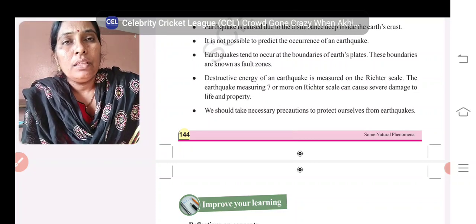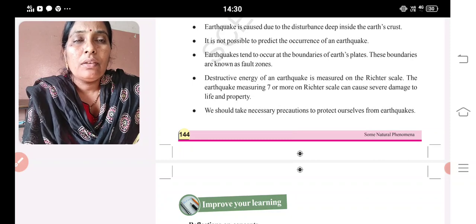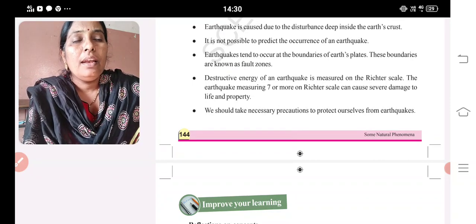So in this lesson on some natural phenomena we discussed lightning, conductors, electrostatic electricity, how it affects our life, and how it is useful in our day to day life.